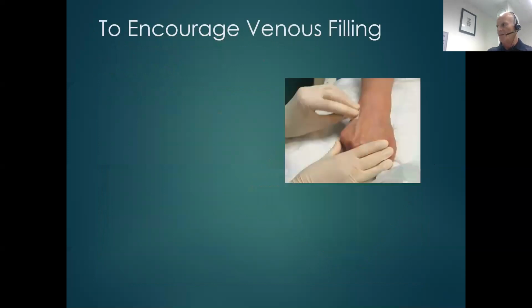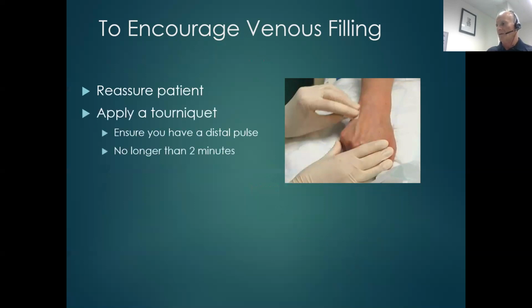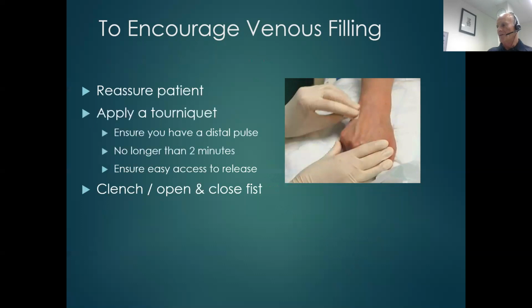How do we encourage venous filling? We reassure the patient. We apply a tourniquet. Ensure you have a distal pulse. This should not take us longer than 2 minutes once we have put a tourniquet on. Ensure easy access to release. Clench and open and close your fist to encourage venous filling.